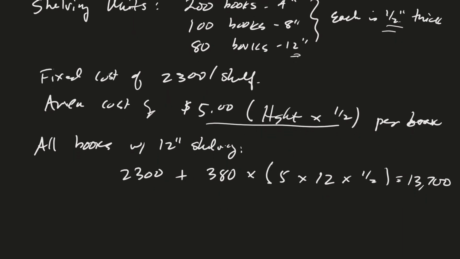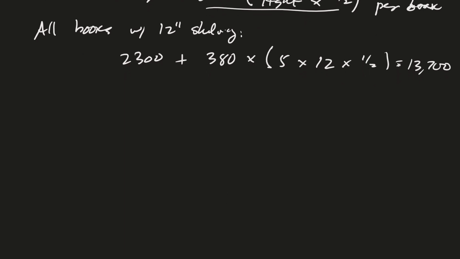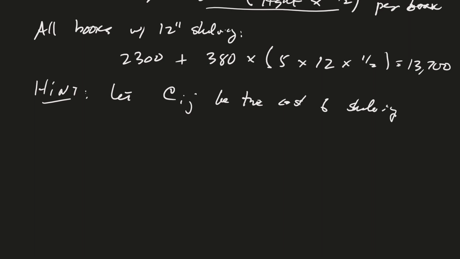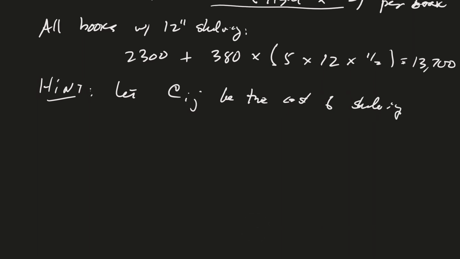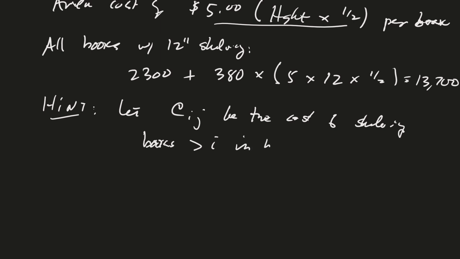Okay, so now let's think about what are some other options for shelving the books? Well, before we go into that, I think it's probably worthwhile to define some notation that will come in handy. By the way, this is not obvious notation, so this would probably be given to you as a hint. So we'll let Cij be the cost of shelving books that are greater than i in height and less than or equal to j.